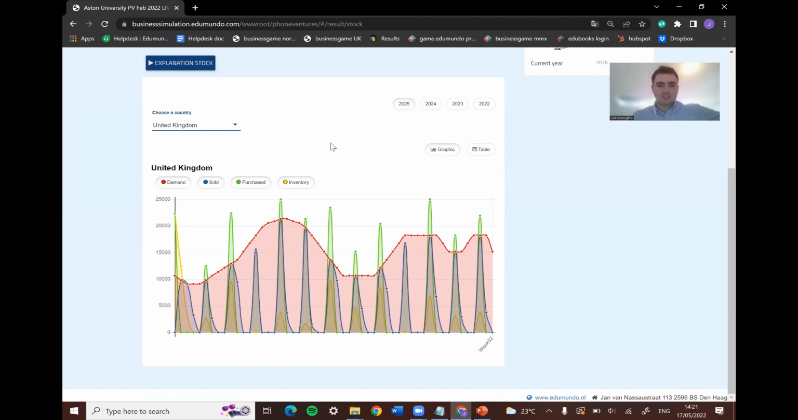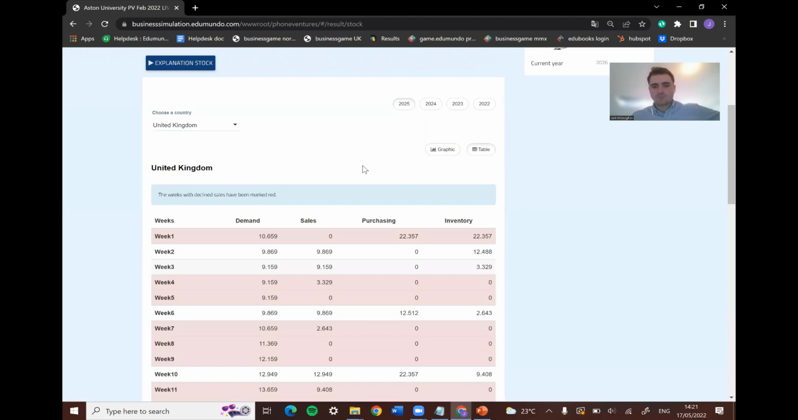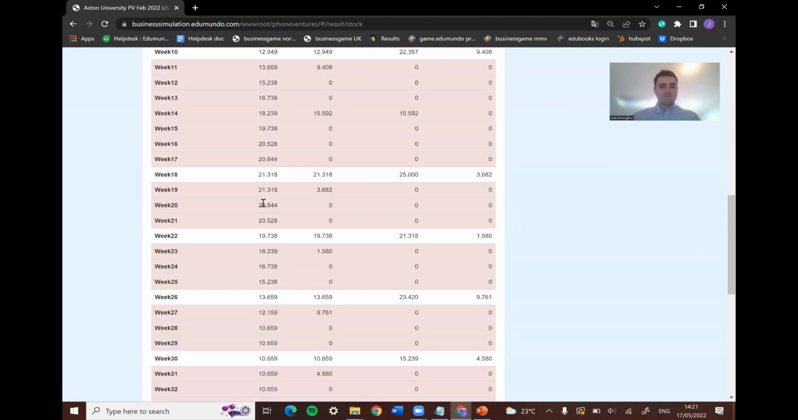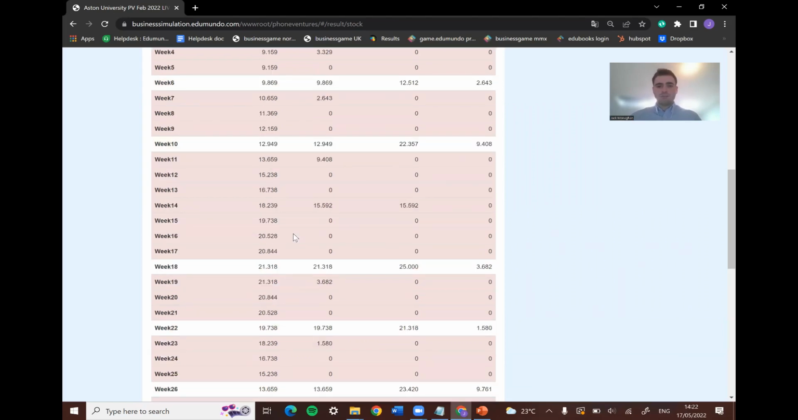So what we're going to do is also take a look at this table, and we can see all of the weeks which are highlighted in red as to when this team were unable to meet their demand. We're going to use this information and try and see what the peak demand was during the course of the year, which is around 20,000, or we'll round it up to 21,000. We're going to use this information to try and solve the problem.